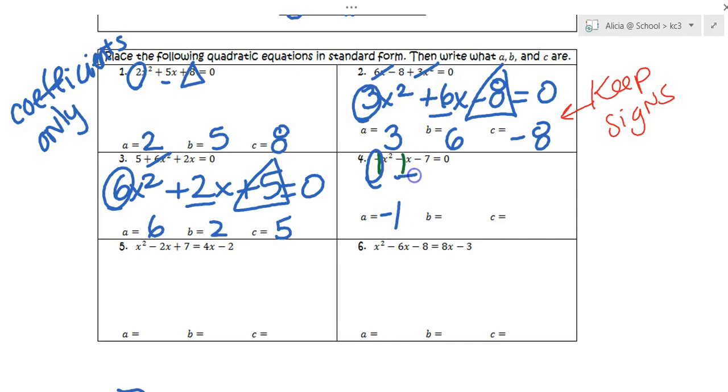B is a negative 1. And C is also a negative 7. Right? Keep all those signs. For number 5, we have to rearrange this just a little bit because it's not in order, right?